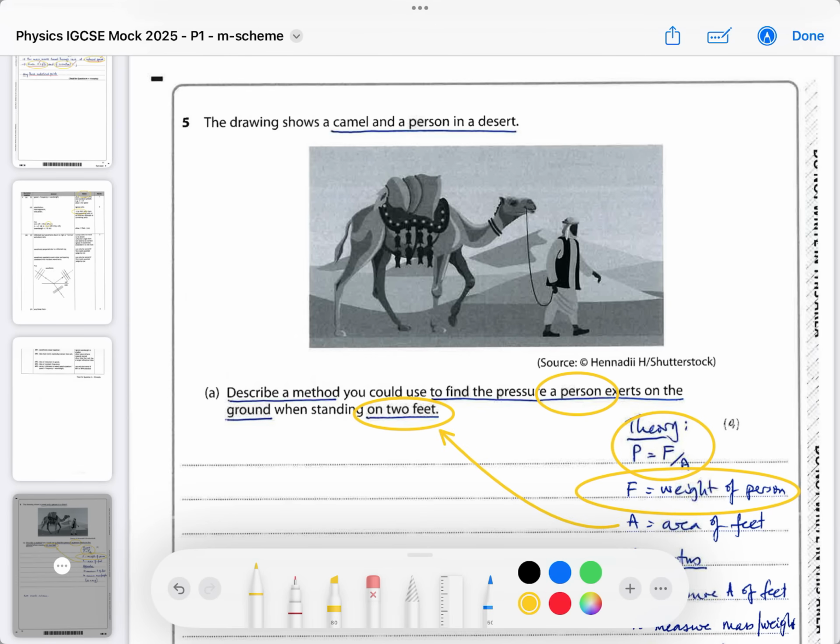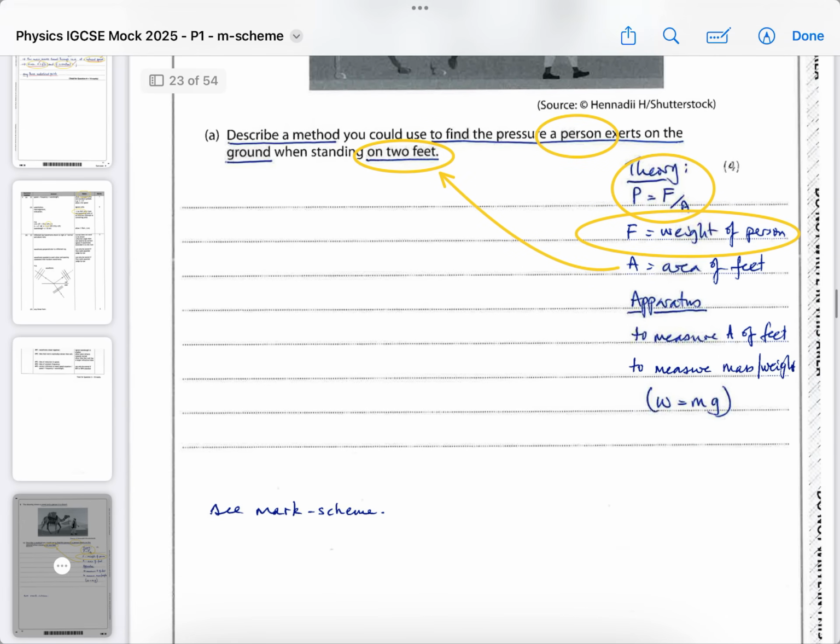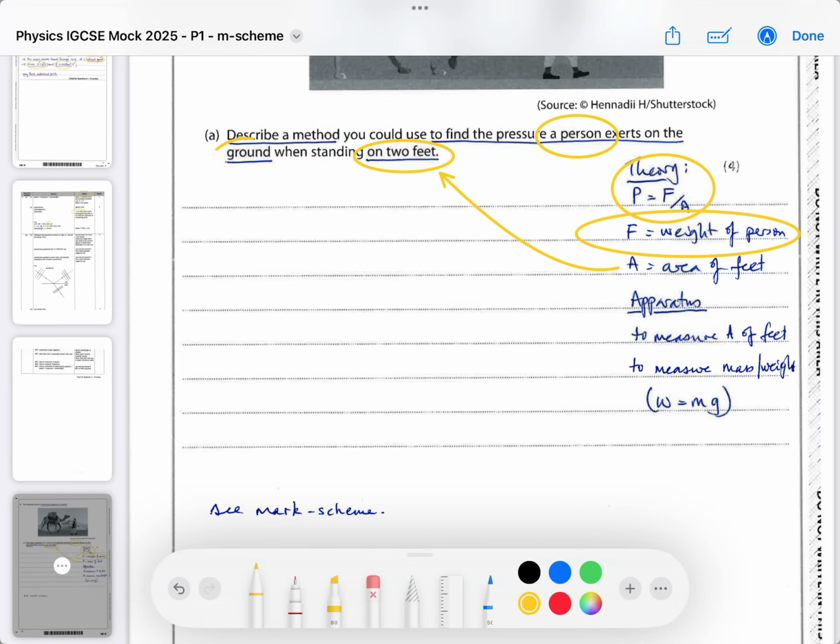If you stand on one foot and hold the other one up, the pressure on one foot will be double the pressure on two feet. And then, because it's a method, you've got to describe the equipment. Apparatus means scientific equipment. So how will you measure the area of the feet? What tools will you use?